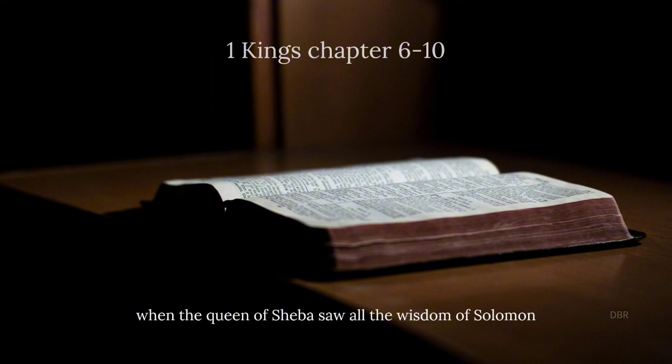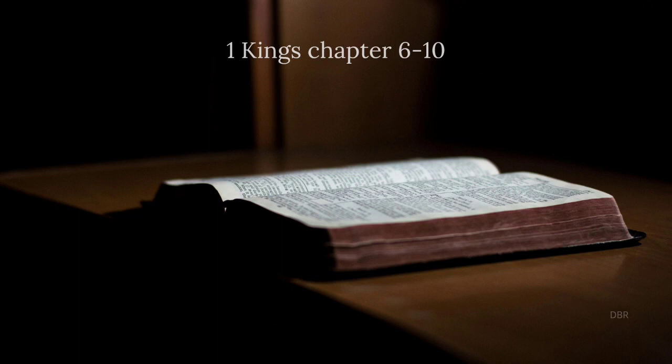When the Queen of Sheba saw all the wisdom of Solomon and the palace he had built, the food on his table, the seating of his officials, the attending servants in their robes, his cupbearers, and the burnt offerings he made at the temple of the Lord, she was overwhelmed. She said to the king, "The report I heard in my own country about your achievements and your wisdom is true. But I did not believe these things until I came and saw with my own eyes. Indeed, not even half was told me.